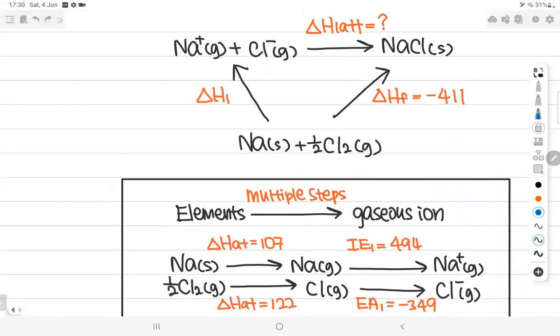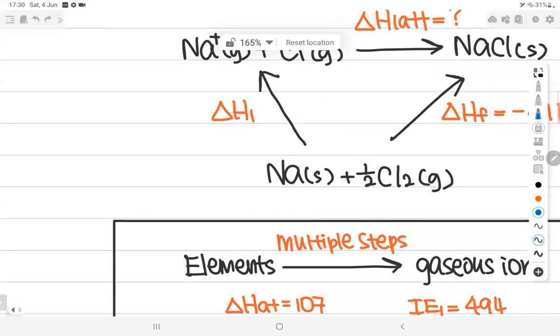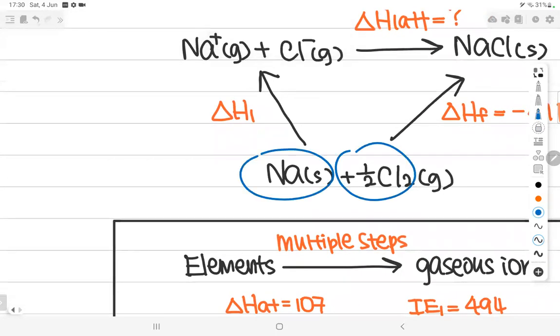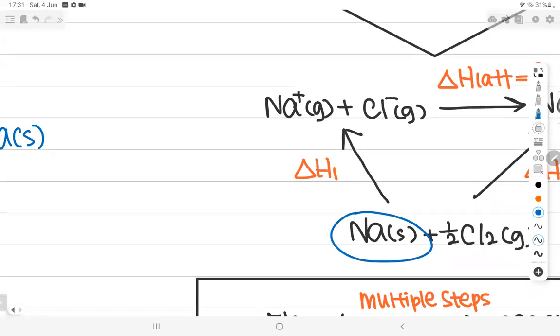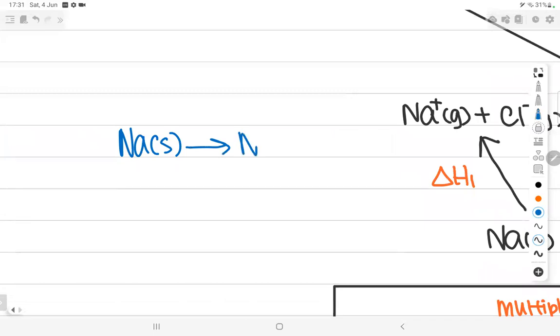Okay, so how to change element to gas ion. So we have two elements here. You can start from any one first. Let's say I start from sodium. I want to show you guys how I change the sodium solid, which is the element, to become sodium gas ion in the end. Okay, I want to show you step by step how it can be achieved.